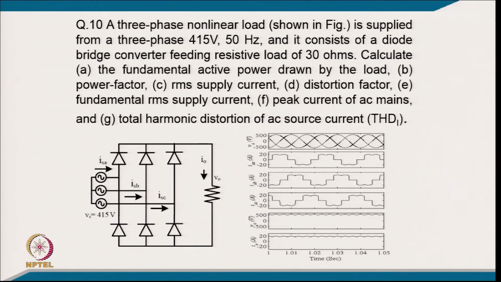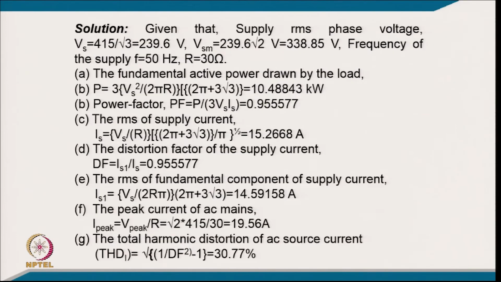Coming to another example, number 10: a 3 phase non-linear load is supplied from a 3 phase 415 volt 50 hertz supply, and it consists of a diode bridge converter feeding a resistive load of 30 ohm. Calculate the fundamental active power drawn by the load, power factor, RMS supply current, distortion current, fundamental RMS current, peak current of mains, and the total harmonic distortion of AC mains current. In this case you will again find the quasi-square wave, because the voltage is almost continuous. So, you will get this kind of waveform.